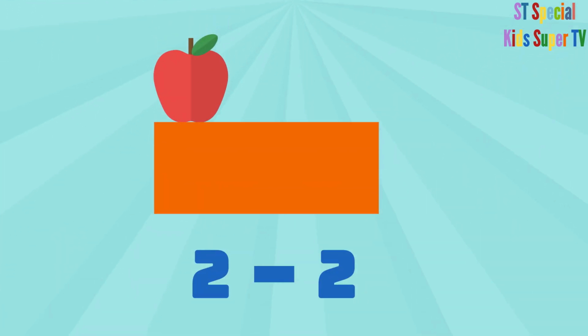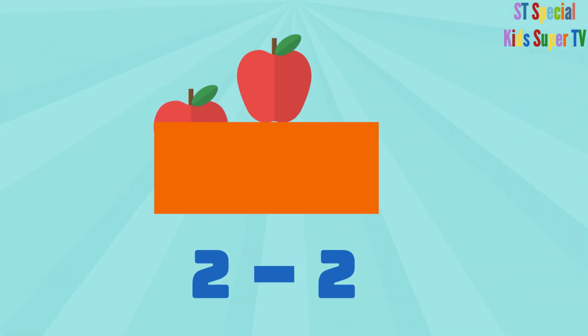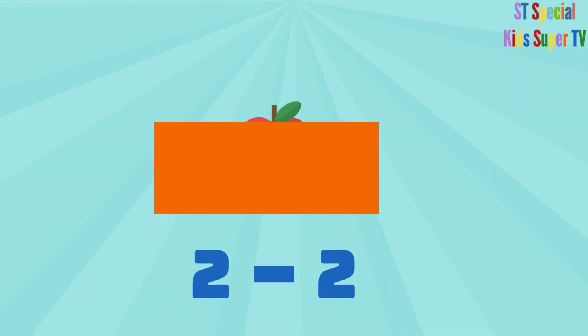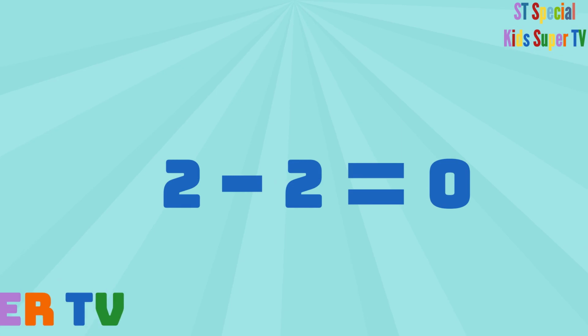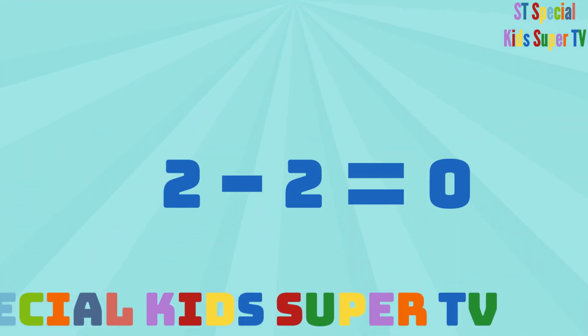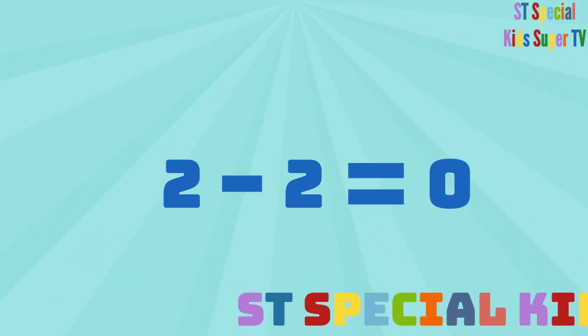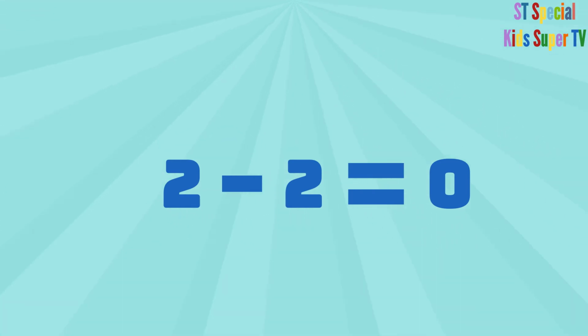1, 2 apples minus 2 apples. So you take away 1, 2 apples. The answer is 0. That means 2 minus 2 equals 0.